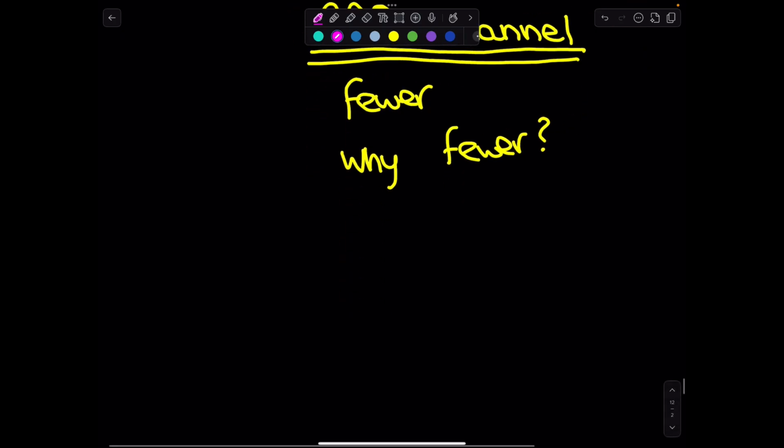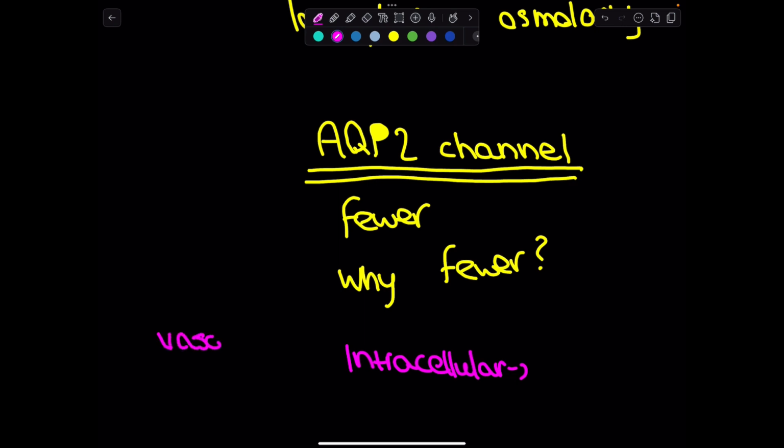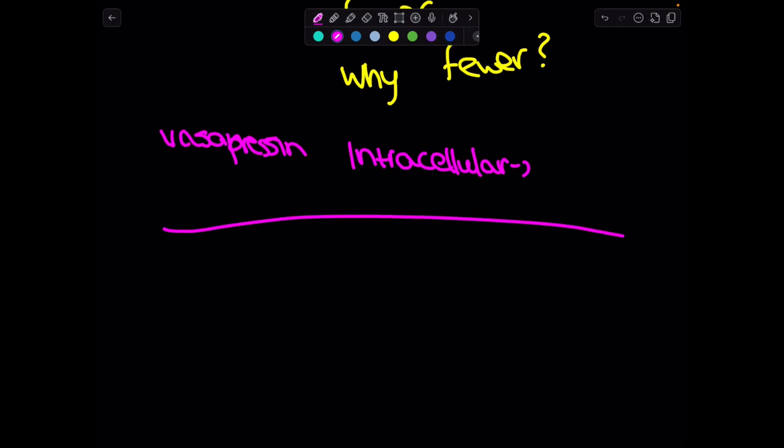Vasopressin, ADH, triggers AQP2 channels to move from intracellular vesicles to the collecting duct cell membrane, increasing water reabsorption. When vasopressin levels drop, e.g. from high fluid intake, fewer AQP2 channels are inserted, reducing water reabsorption. Wow, interesting. Okay, let's talk about creatinine clearance, jumping back to another topic.